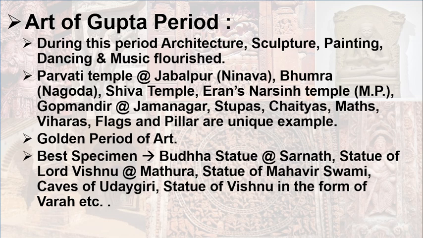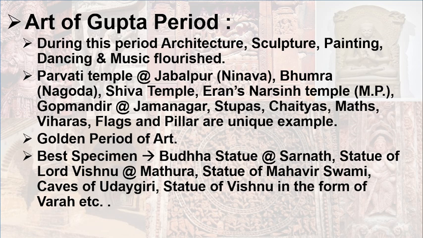Art of the Gupta period. During this period, architecture, sculpture, painting, dancing and music flourished. So during the Gupta period, much architecture, sculpture, painting, dancing and music flourished. They became famous and they built so many things during the Gupta period.